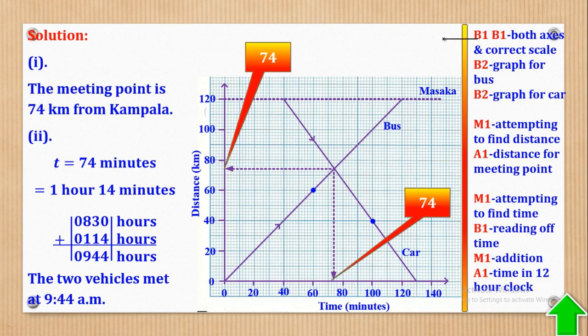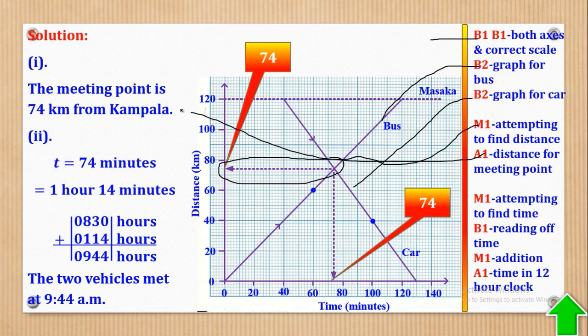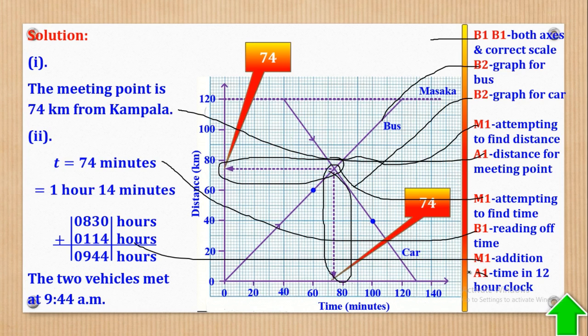So 2 marks will be for axes, both axes drawn well labeled and with the correct scale. B2 for the graph of the bus and B2 for the graph of the car, well drawn and labeled. Then M1 for attempting to find the distance. So for you to show this, that is M1. Then this one is for you to state the distance. M1 for attempting to find the time, so for you to draw this. Then B1 for reading off, and M1 for addition, and A1 for timing 24-hour clock.